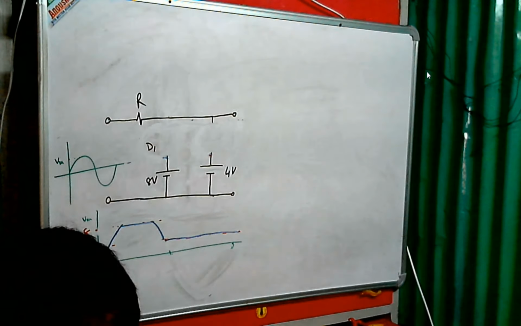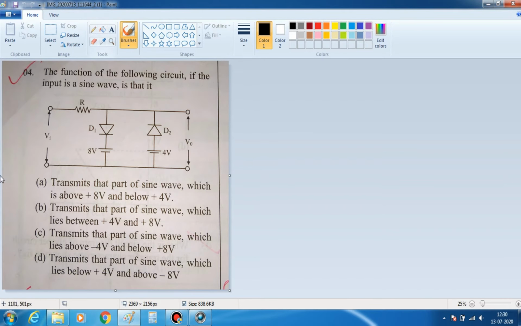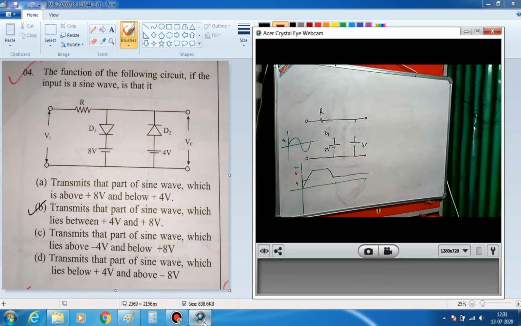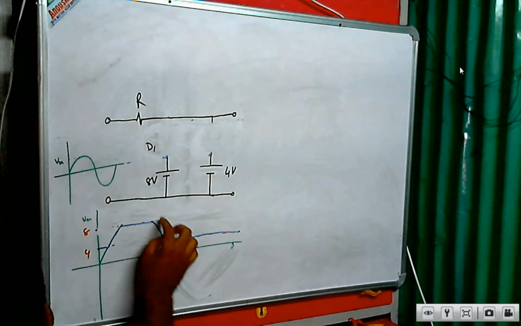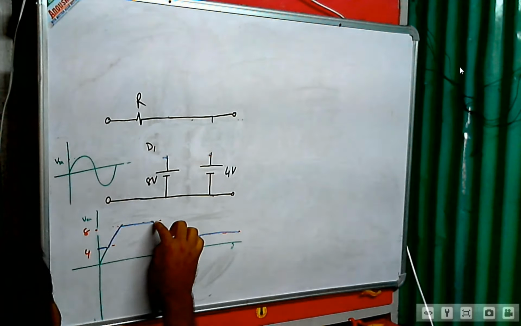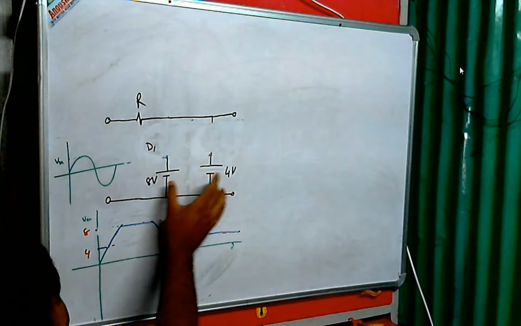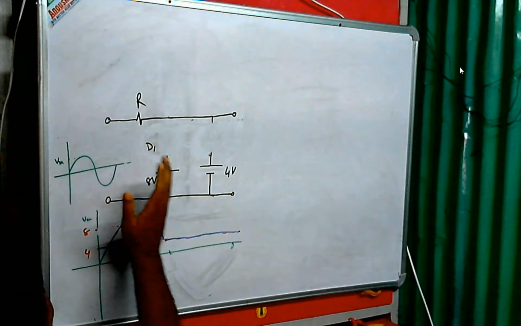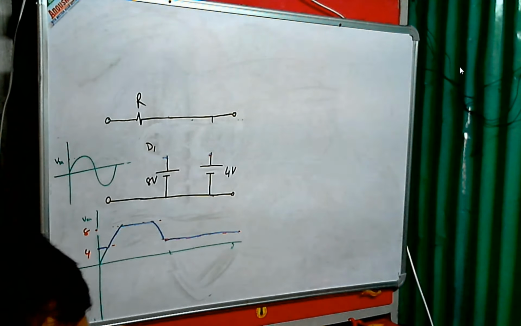So let us check the options. You can see option B is, I think, correct, because option B says it transmits that part of sine wave which lies between plus 4 volt and plus 8 volt. So it is basically transmitting this part of the sine wave to the output, and the remaining parts are the saturation voltages coming from the voltage sources, that is 8 volt and 4 volt. So the circuit is basically transmitting this part, plus 4 volt to plus 8 volt, of the sine wave to the output. Okay, thank you.